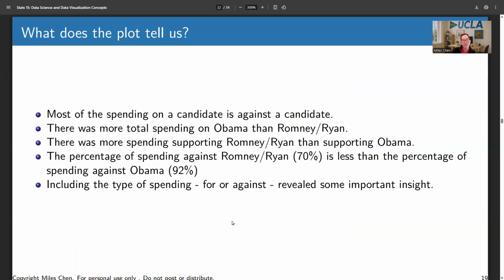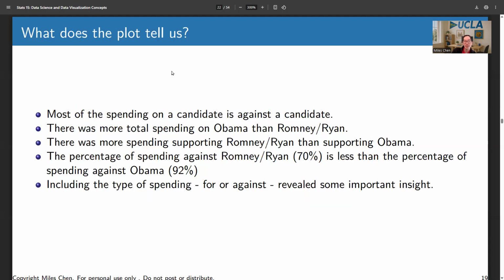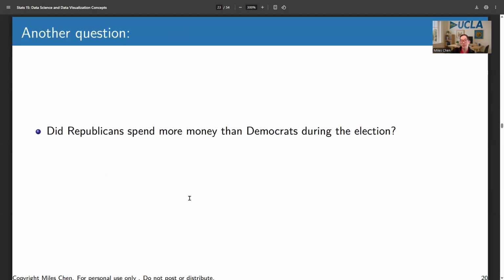More total spending on Obama than Romney Ryan. And if you look at the percentage of spending against, it turns out it was 92% of this. This is only 8%. 92% of the total spending on Obama was against him, versus for Romney Ryan, it was about 70%. And so looking at the type of spending, whether it was for or against, reveals a lot of important insight regarding the data.